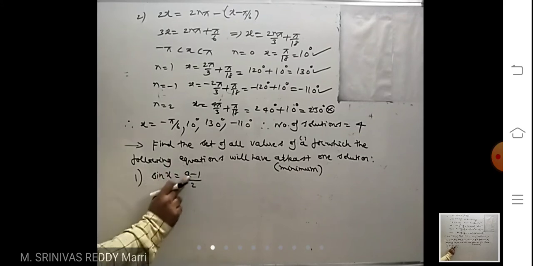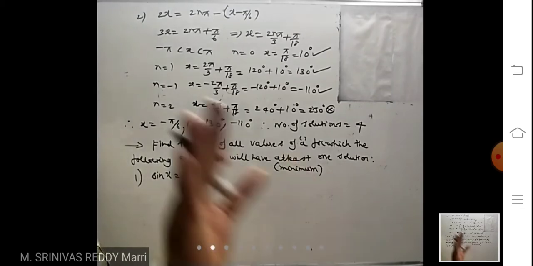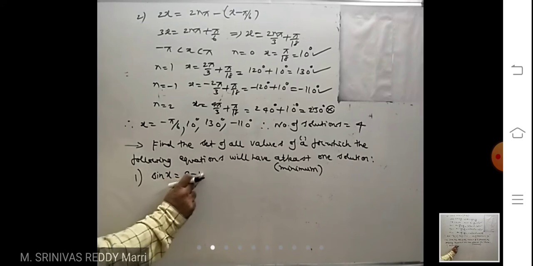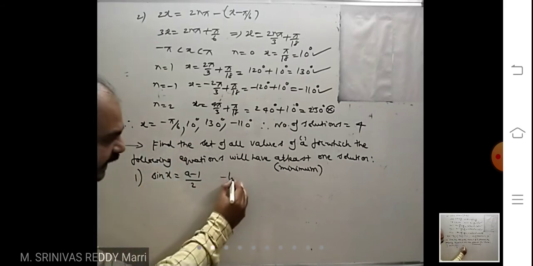I have substituted a equal to 2. 2 minus 1 by 2, that is 1 by 2. So you will get solution, sin x equal to 1 by 2 is possible. Suppose if I have substituted a equal to 5. A equal to 5 means 5 minus 1 divided by 2. What you will get? 2. Sin x equal to 2. Whether you will get solution? No solution. Not possible.